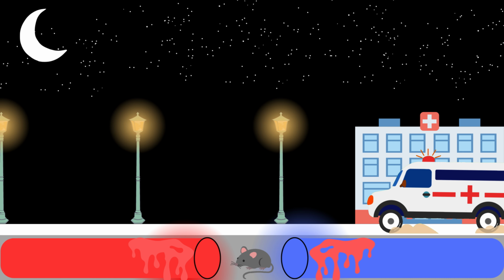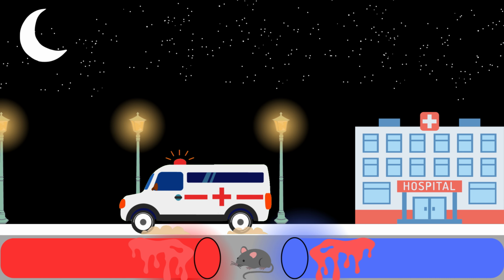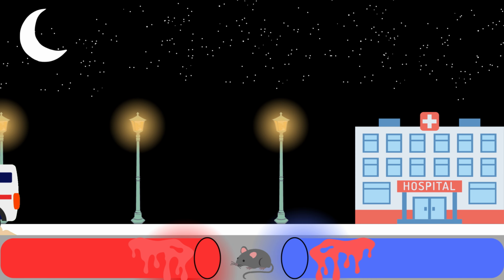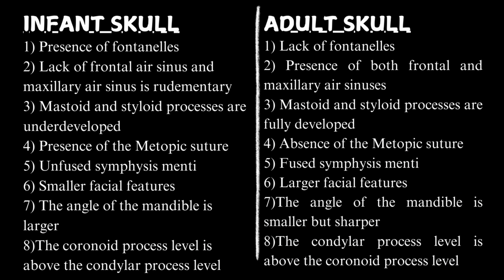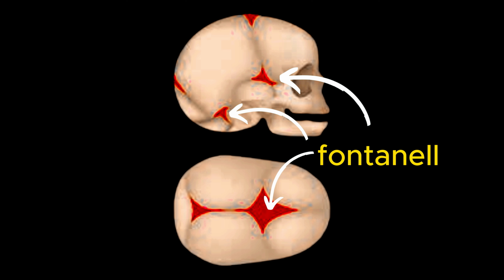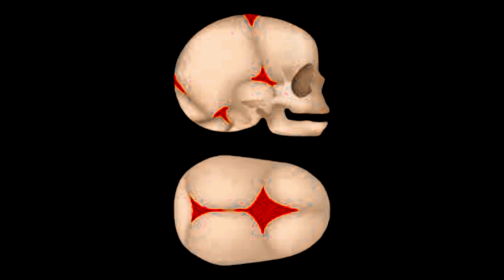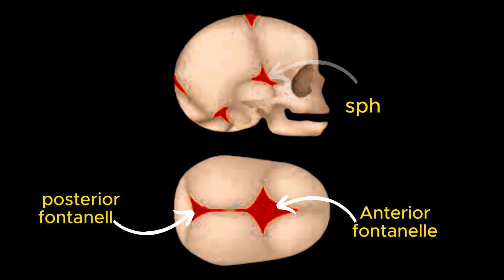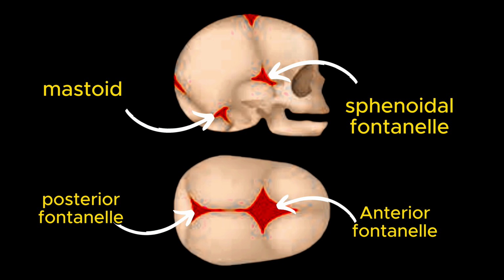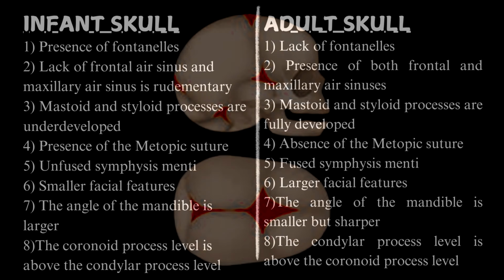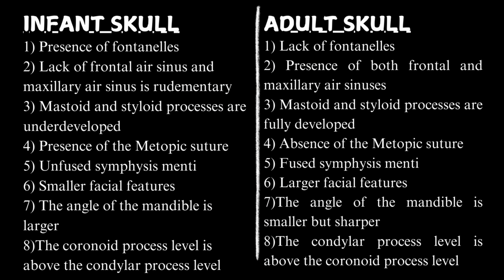Let's wrap things up by taking a closer look at the differences between the adult skull and the infant skull. The infant skull has fontanelles. These are spaces where the sutures have not yet joined, covered by a membrane. There are 4 fontanelles: anterior, posterior, sphenoidal, which is paired, and mastoid, which is also paired. The frontal air sinus does not exist at birth, and the maxillary air sinus is rudimentary at birth. However, in the adult, both are present.